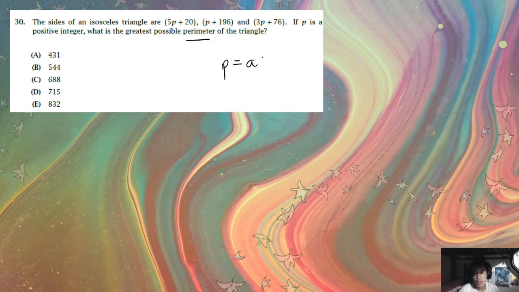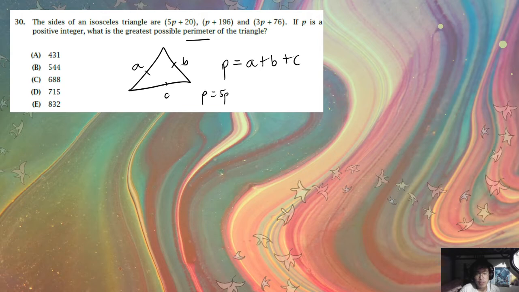The perimeter P is equal to the sum of the three sides, a plus b plus c, given that we have our triangle sides a, b, and c. Since we know these are the side measurements of our triangle, let's add all of them. The perimeter is equal to 5p plus 20, our first side measurement, then p plus 196, and then 3p plus 76. Let's add all of them: 5p plus 20 plus p plus 196 plus 3p plus 76. That should give us the perimeter, capital P.